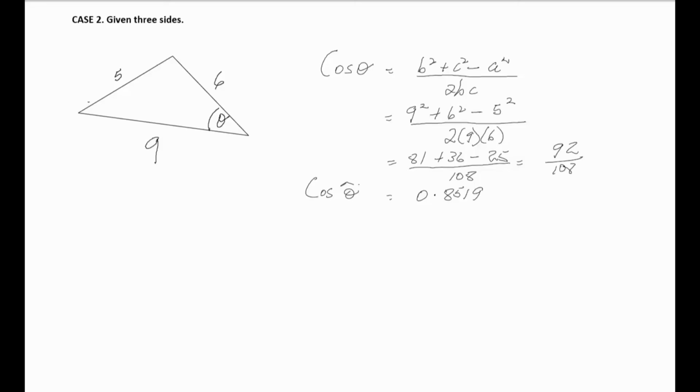But we don't want the cosine of the angle, we want the angle theta. So we find the inverse cosine of the number to get the angle. And evaluated with our calculators, we get 31.58 degrees to 2 decimal places. Okay? Thanks again for watching.